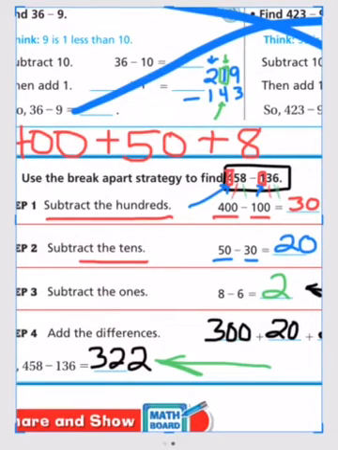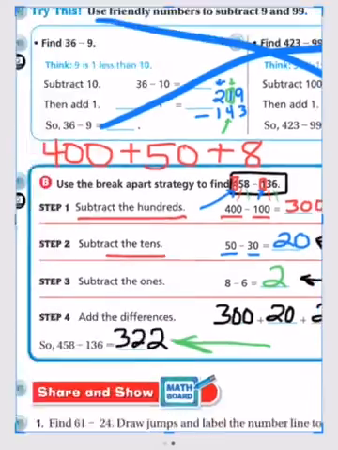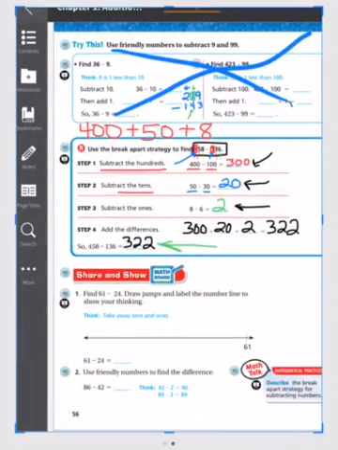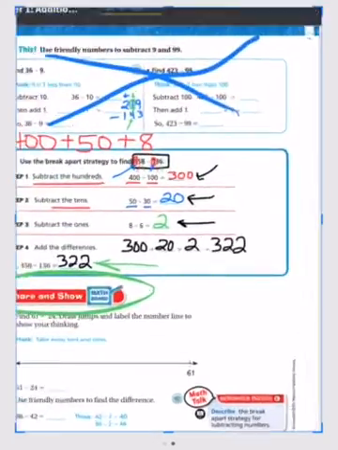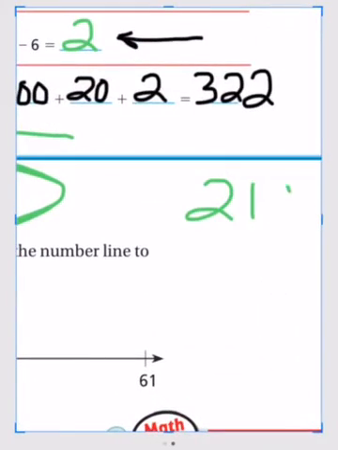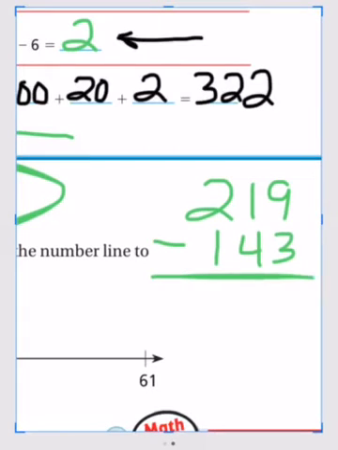So boys and girls, when you work through your problems today, starting with share and show, you can use any of the strategies that work best for you. If you want to use the strategy like this, what was my other example up there? 219 minus something, I'll just make up a new number, 143. Maybe that was it, I don't know. If you want to just do your column subtraction, that's fine.